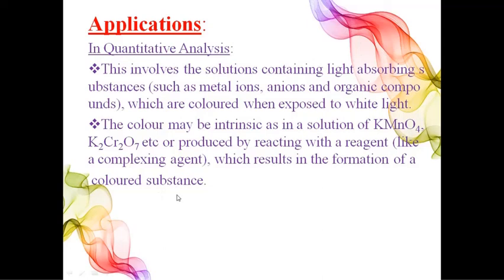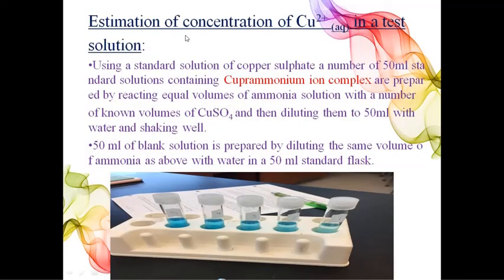Let us look at one: estimation of the concentration of Cu2+ ion in a test solution. You have to use a standard solution of copper sulfate. A number of 50 ml standard solutions containing cuproammonium ion complex are prepared by reacting equal volumes of ammonia solution with a number of known volumes of copper sulfate and then diluting them to 50 ml with distilled water, and shaking them well.